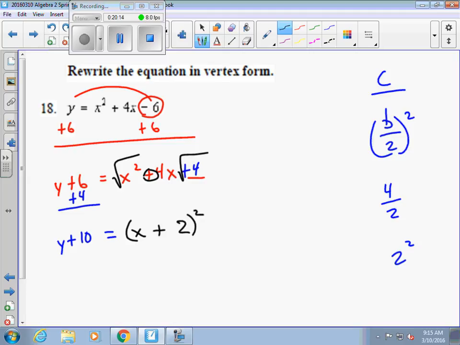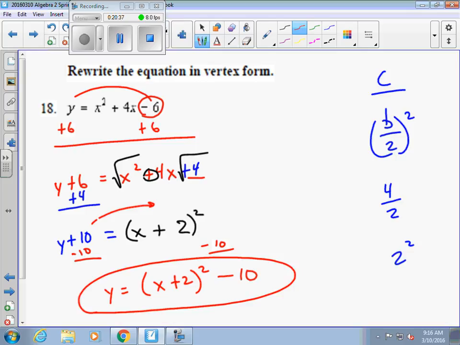In order to be vertex form, it has to have y by itself. So in order to get y by itself, we simply want to move plus 10 to the other side by subtracting 10. Remember, you can't subtract 10 inside of the parentheses. You can simply subtract it from the side. So y is equal to x plus 2 squared minus 10. That is vertex form.